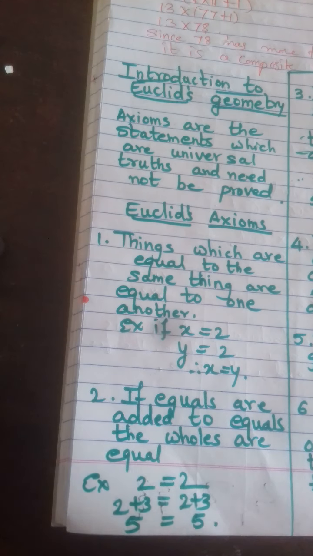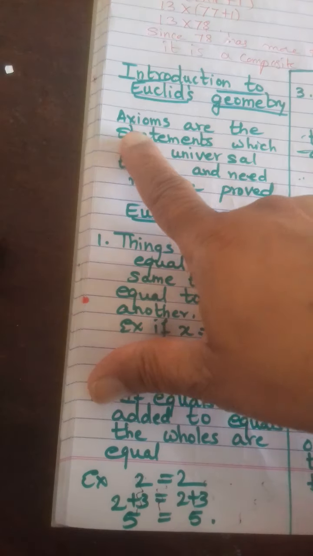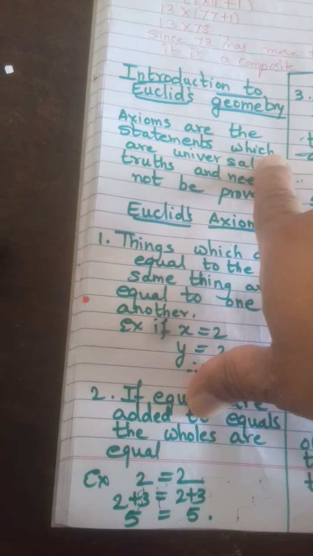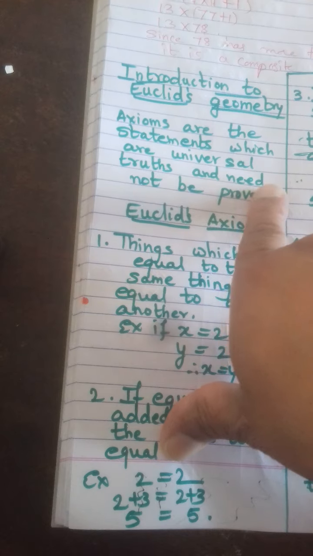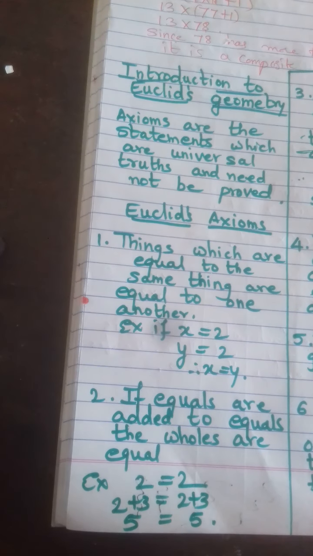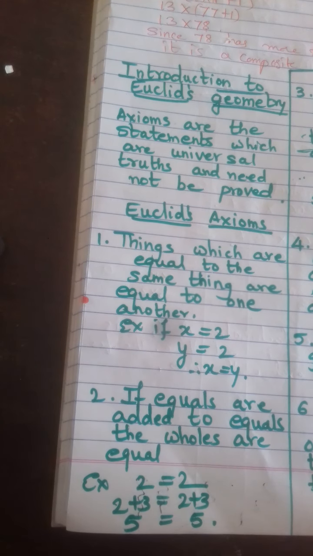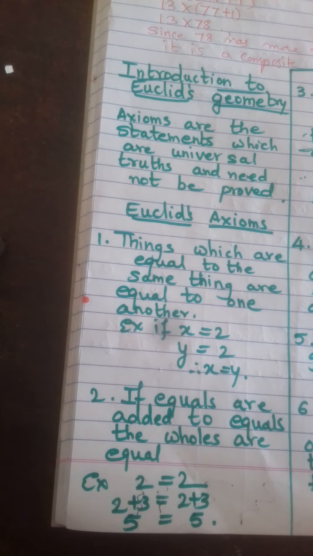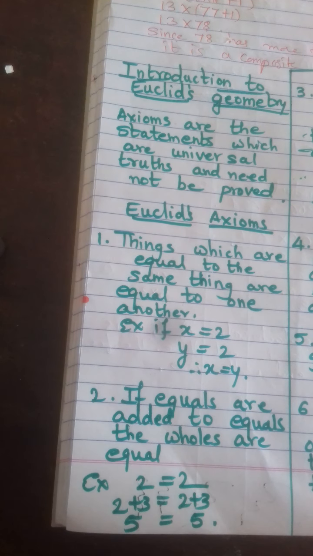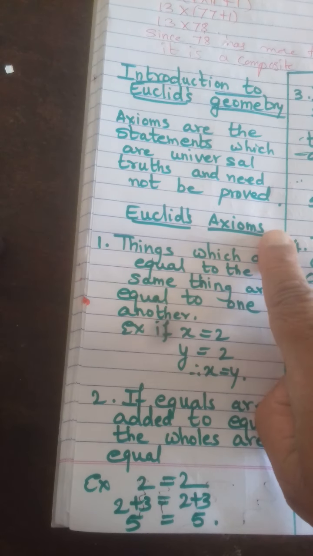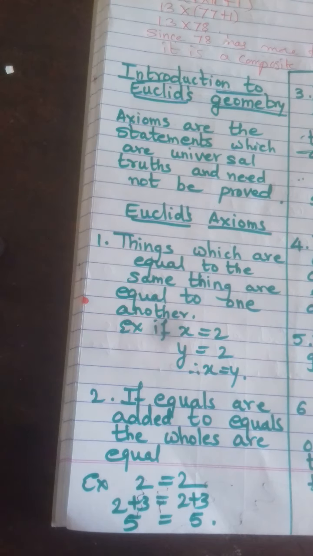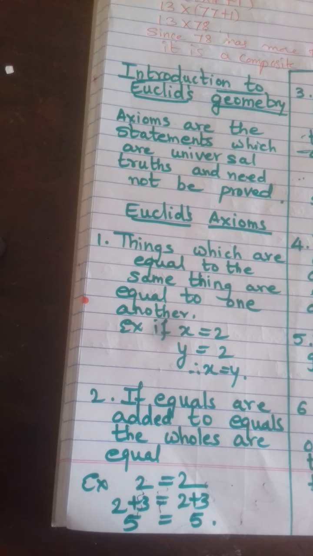Now in that, first we will see what are axioms. Axioms are the statements which are universal truths and need not be proved. They are accepted worldwide. They need not be proved theoretically. These are universal truths accepted in each and every field. Then we will see Euclid's axioms. We will see only 7 Euclid's axioms. After that we will see postulates.